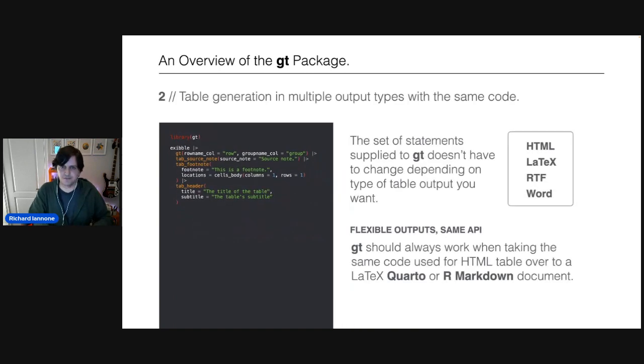So in this little bit of code here, it doesn't have to change depending on the output of the table you want. GT supports HTML, LaTeX, RTF, and Word. And you don't have to change this. You don't have to specify the type of output. Just based on the context, it knows that it's in a Word environment or it wants to publish as RTF, although you can force it to emit a specific format if you need that. So yeah, it should always work. Use it in Quarto or R Markdown, and if you have LaTeX or PDF defined, it will use the LaTeX output format.